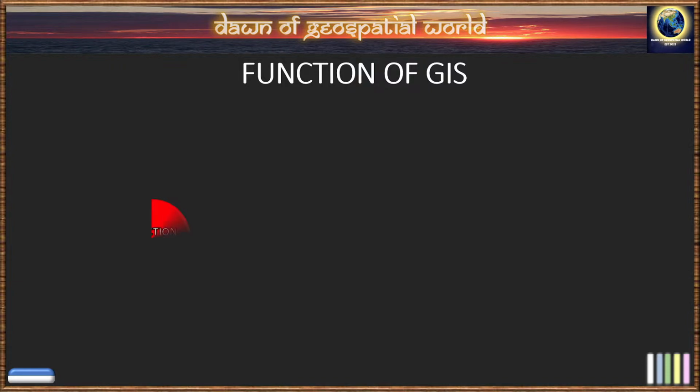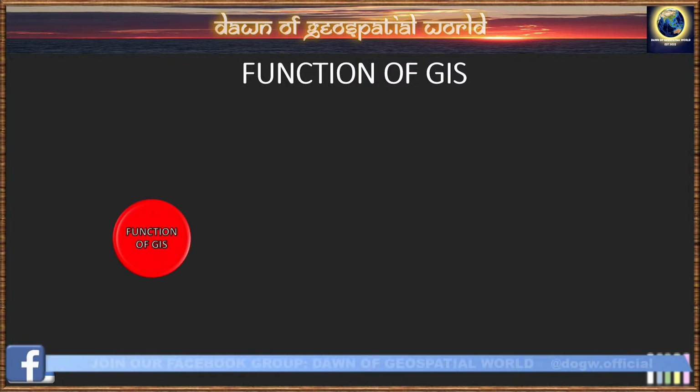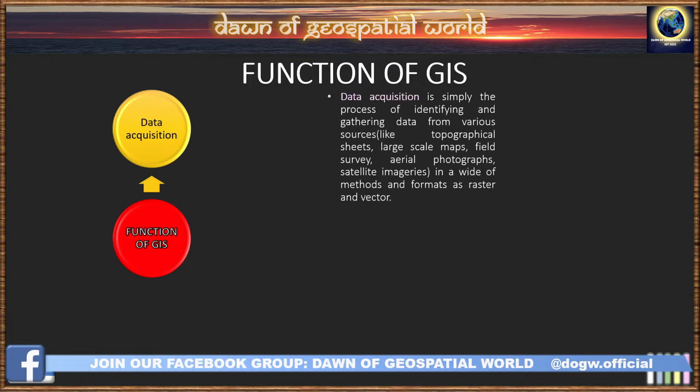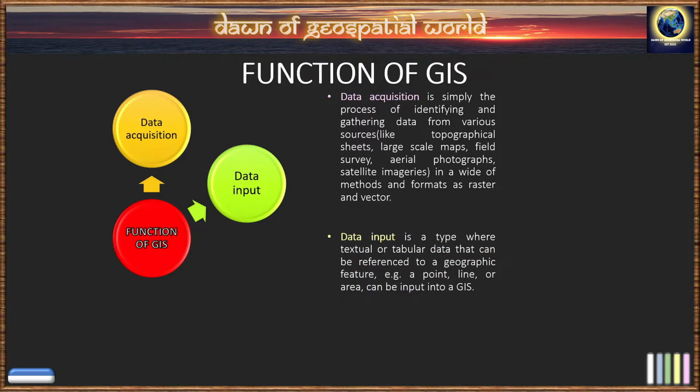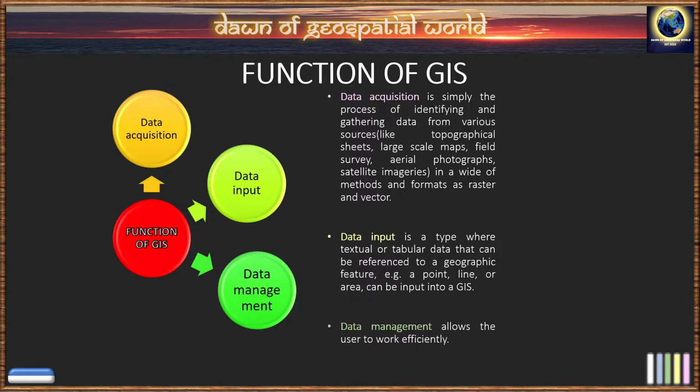Functions of GIS. GIS has 6 functions. Data acquisition, which is the process of identifying and gathering data from various sources. Data input, which refers to text or tables of a geographic feature. Data management, which allows the user to work efficiently.